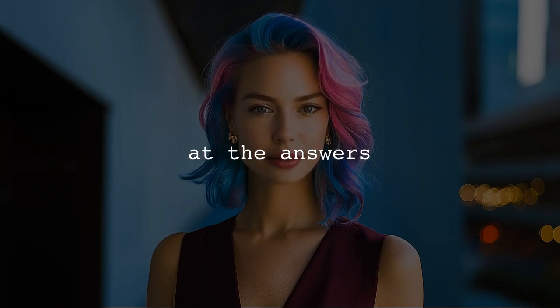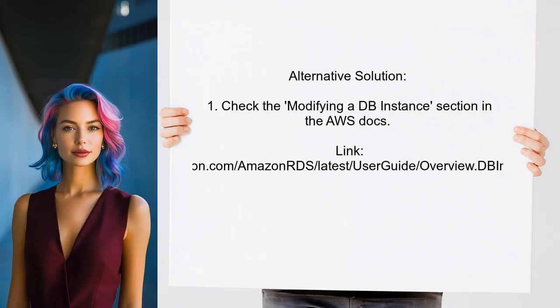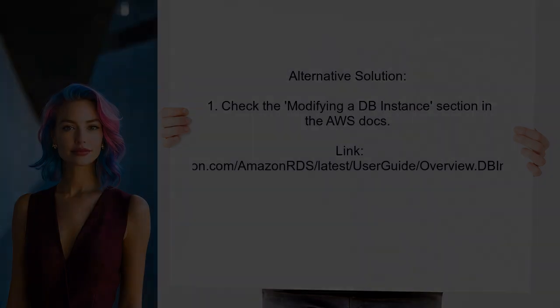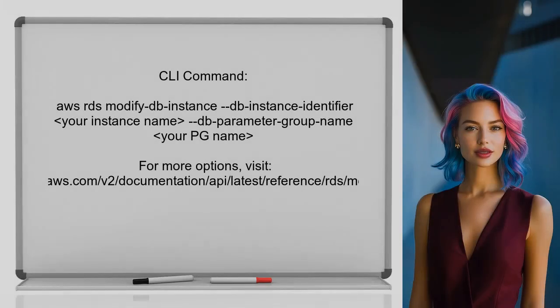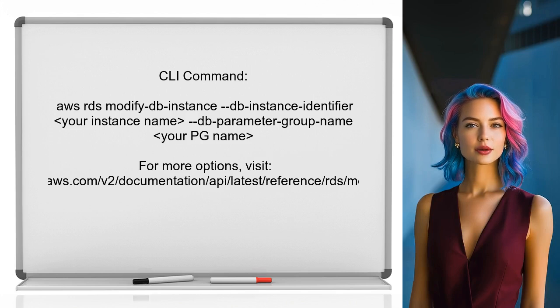Now, let's look at the answers provided by other users. An alternative approach to changing the parameter group of your AWS RDS instance is to refer to the documentation on modifying a DB instance. This section provides detailed instructions. You can also modify the DB instance using the command line interface. The command is aws rds modify-db-instance, followed by your instance name and the new parameter group name.